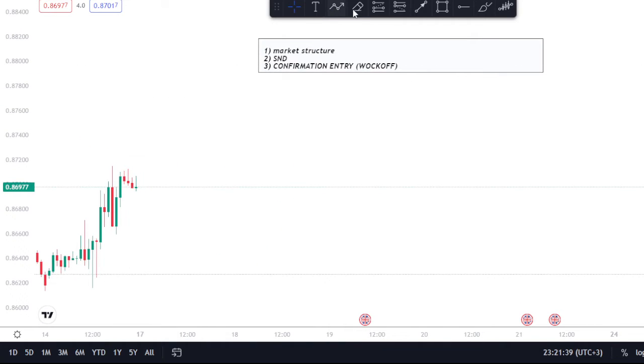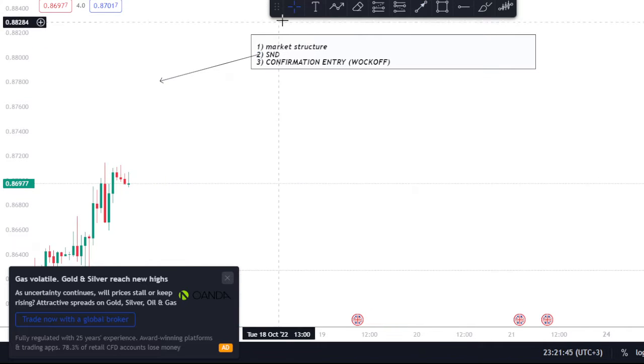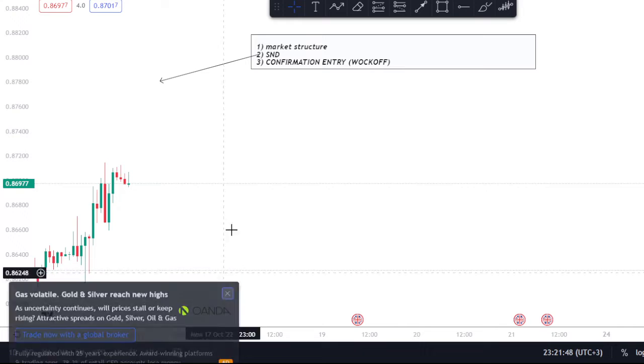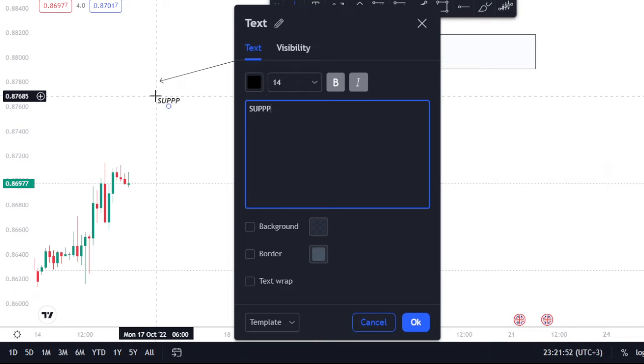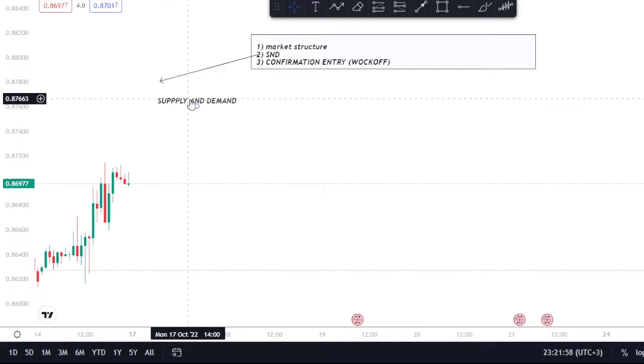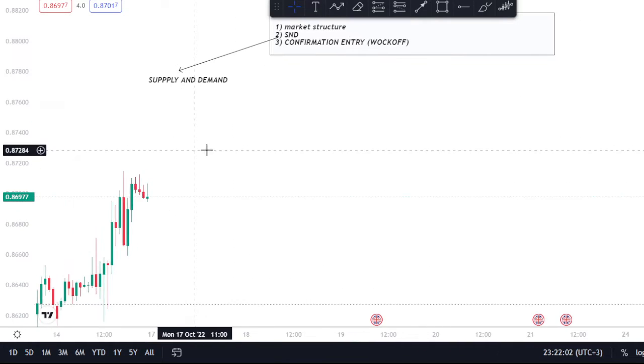So what does S&D mean? S&D just means supply and demand. Let me write it for the sake of the new people. So we have supply and demand. Now the question is, how do we use it in the real market structure? This is something that I'm going to tell you.